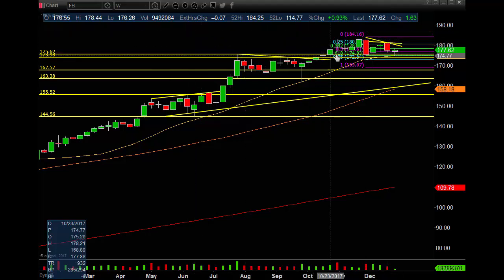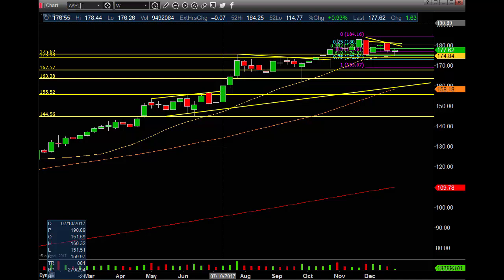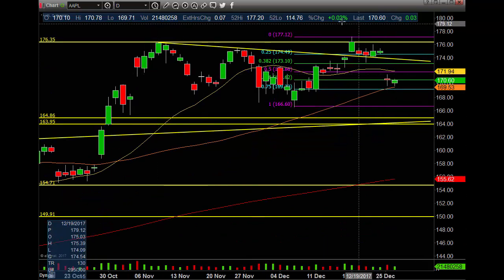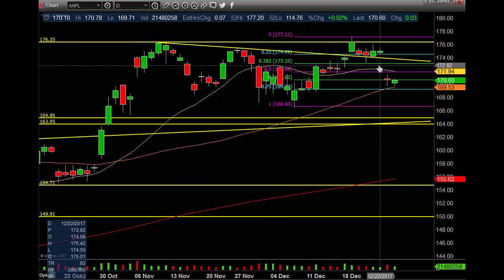All right, so now let's go to Apple. So Apple had some news 2 days ago. We get the gap down. On the daily chart, it was up a little bit today, 3 cents, 0.02%, and we are on 21 million shares traded on the day. So we did have a little bit of a gap down on some news.